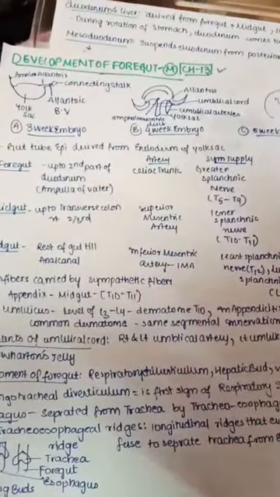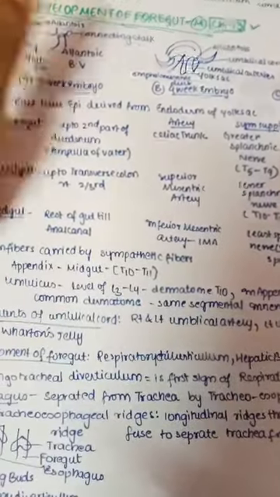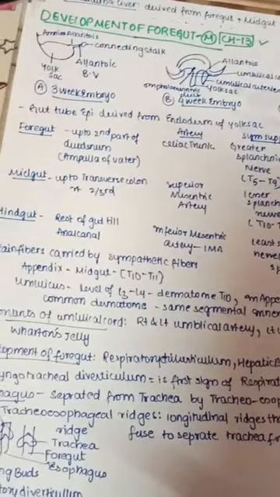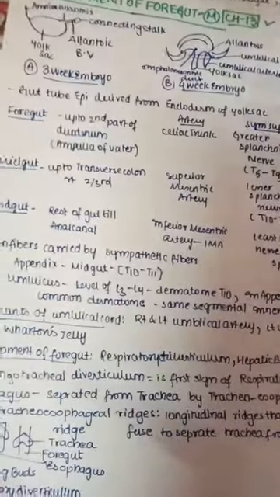Revision session on our embryology. So now we are in our second part, starting with development of foregut. It's a part of the GIT. We know GIT is divided into foregut, midgut, hindgut. So this is the development of foregut video.